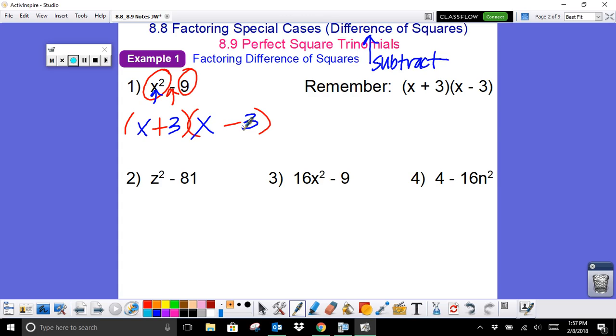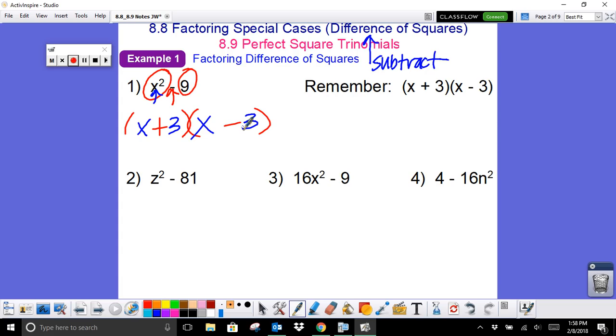So what happens is, on the last test, if y'all were given (x plus 3)(x minus 3) to FOIL, what you would have seen was the outside and the inside cancel out. That's where x squared minus 9 comes from. Okay, if you didn't quite get that on the first one, that's okay. We're going to do quite a few.